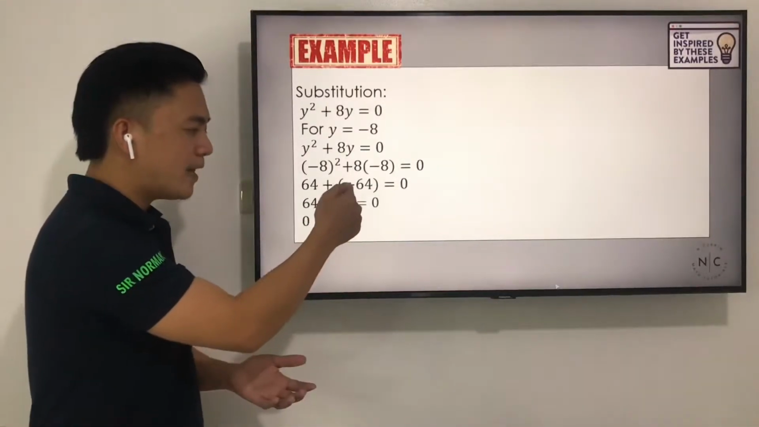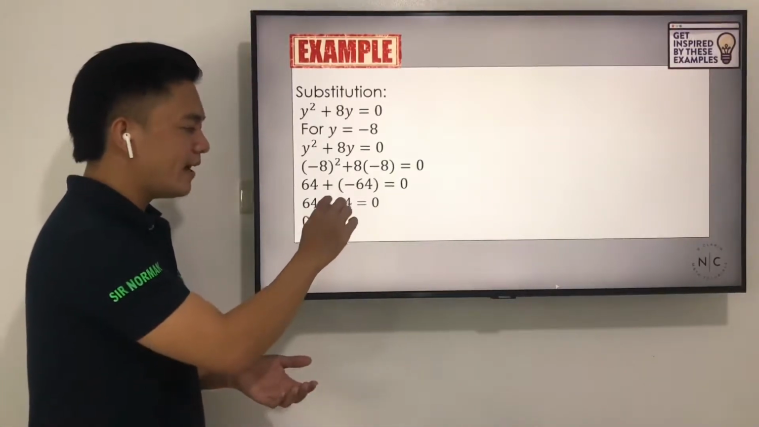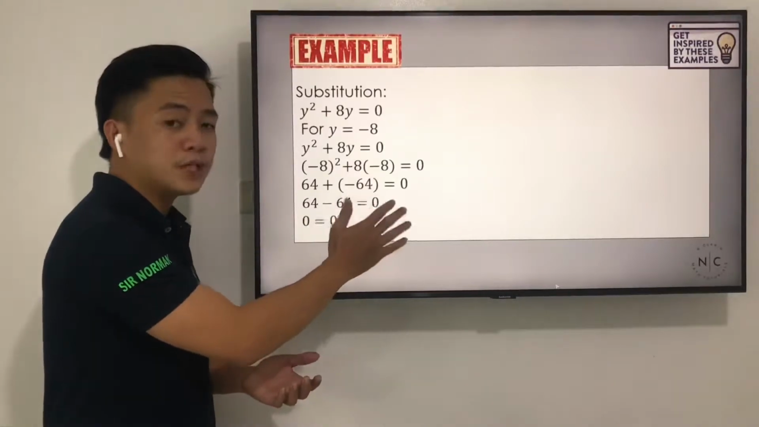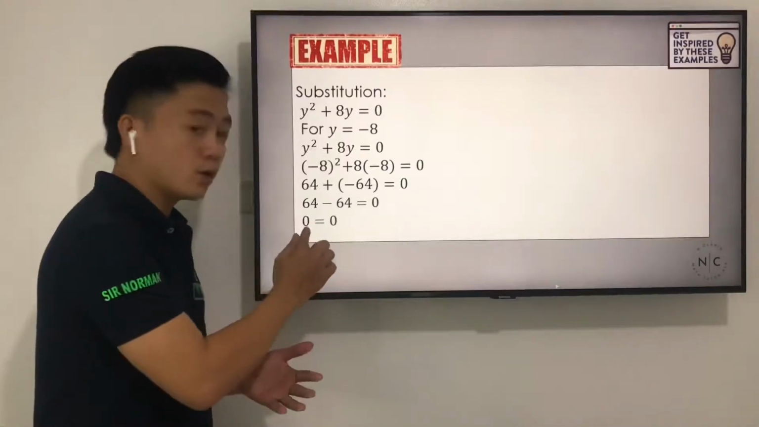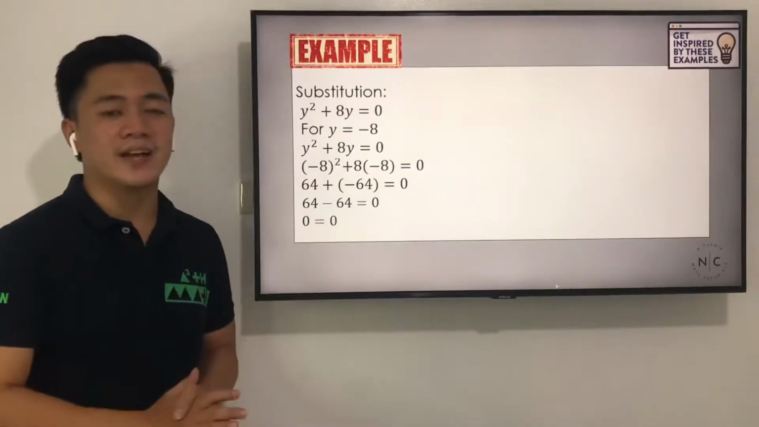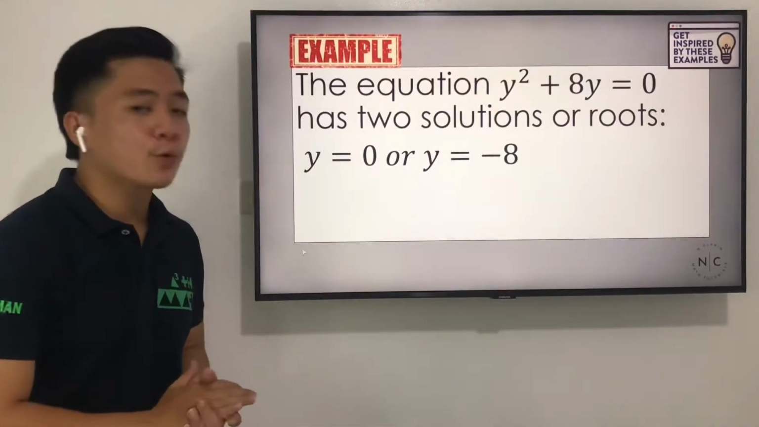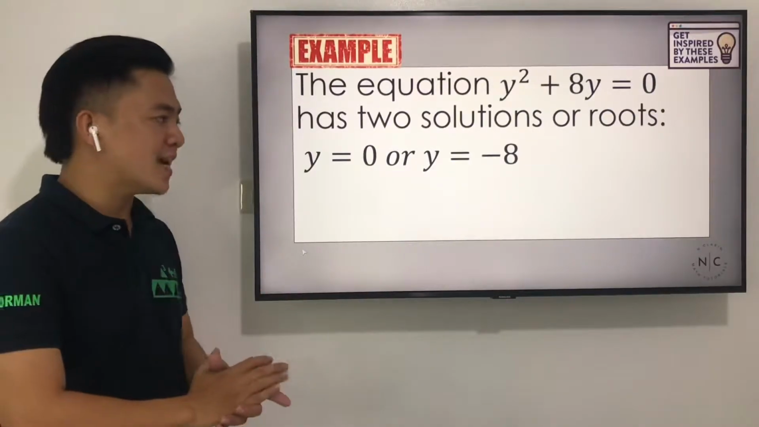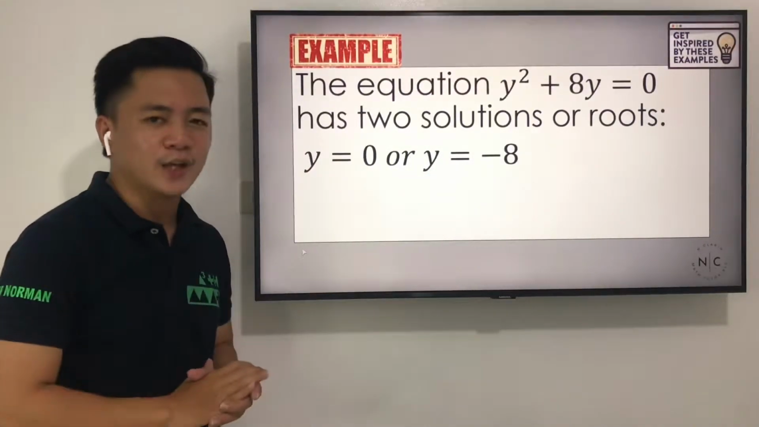Next, we will multiply yung negative sa positive. Yung sign lang yan ha. So ang mangyayari is magiging negative siya kasi different sign. So 64 minus 64 is equal to 0. 64 minus 64 is also equal to 0. So yung answer natin is 0 is equal to 0. It means yung ating answer is correct sila. So therefore, the equation y squared plus 8y is equal to 0 has two solutions or roots, and these are y is equal to 0 or y is equal to negative 8.